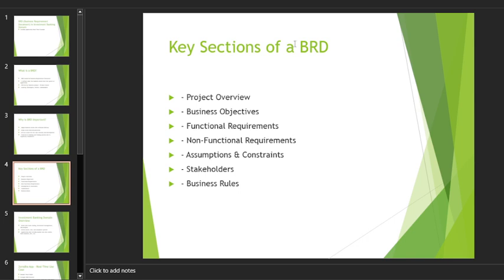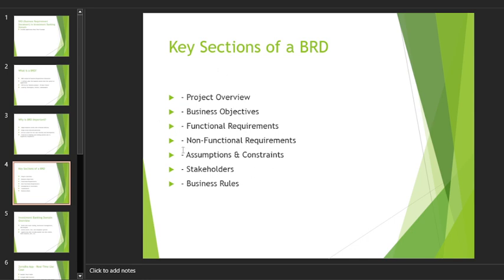The key sections of the BRD are the project overview, which is what exactly the project is, and the business objective, which is what the business objective of the project is. Also the functional requirements, the non-functional requirements, assumptions and constraints, then the stakeholders and business rules. These are the key sections of the BRD.